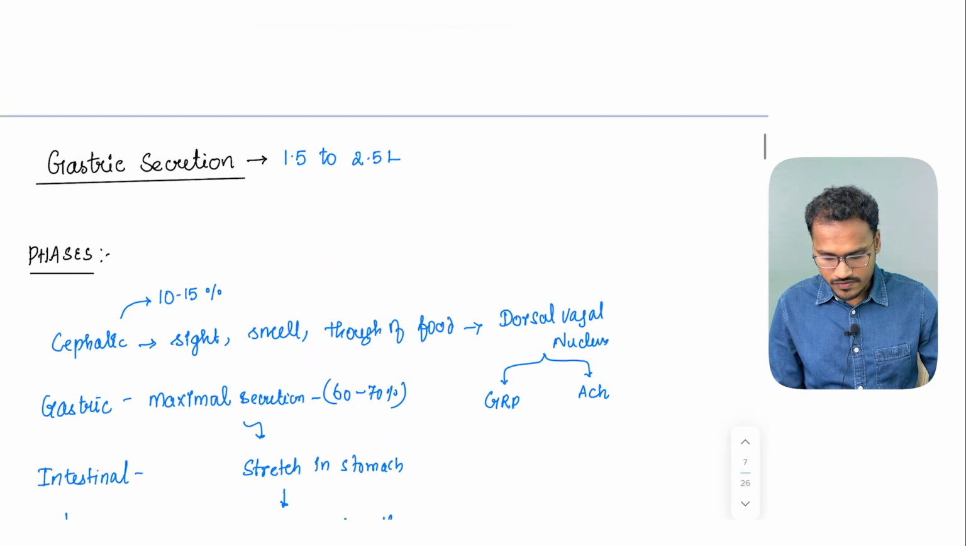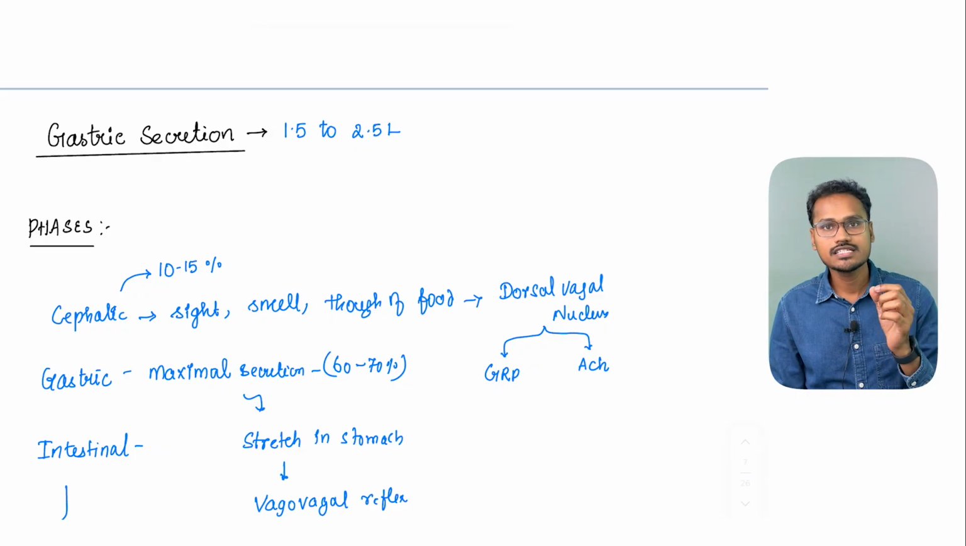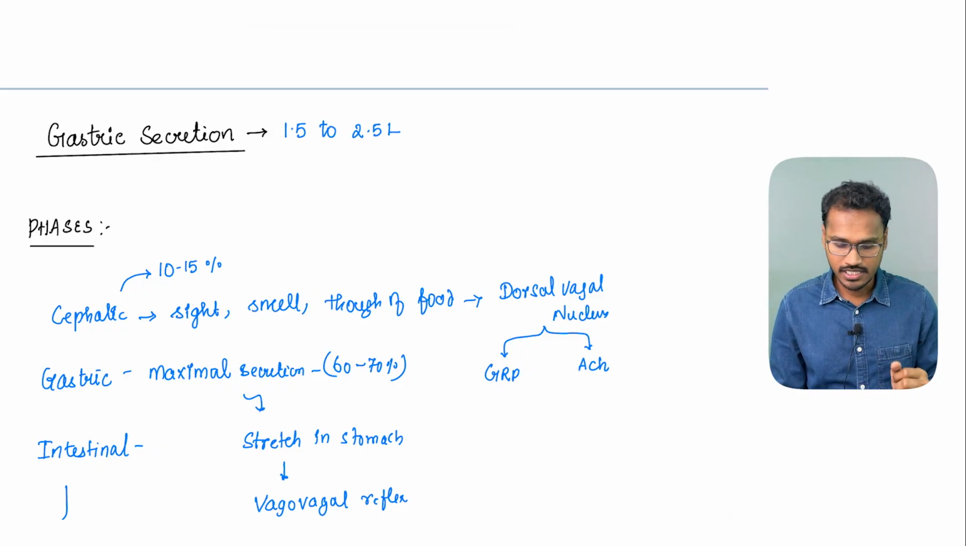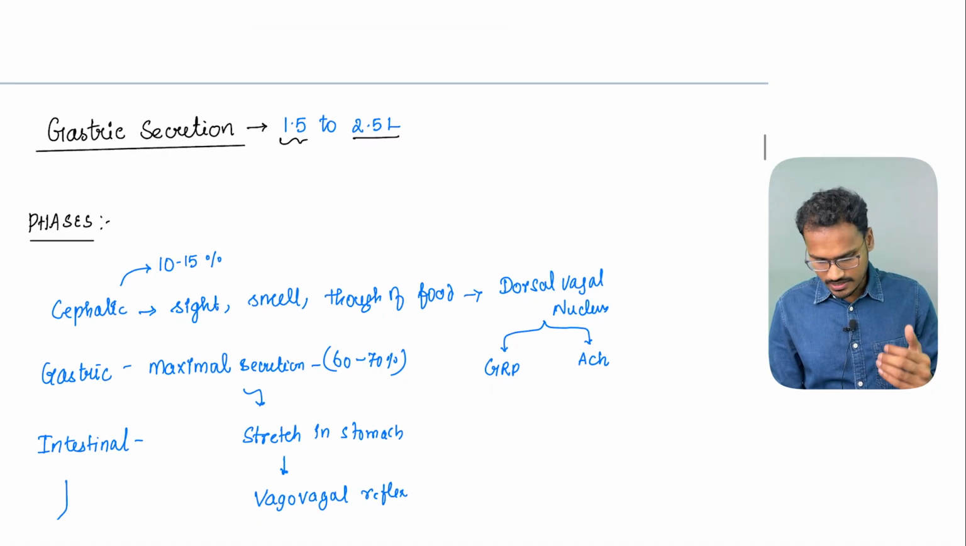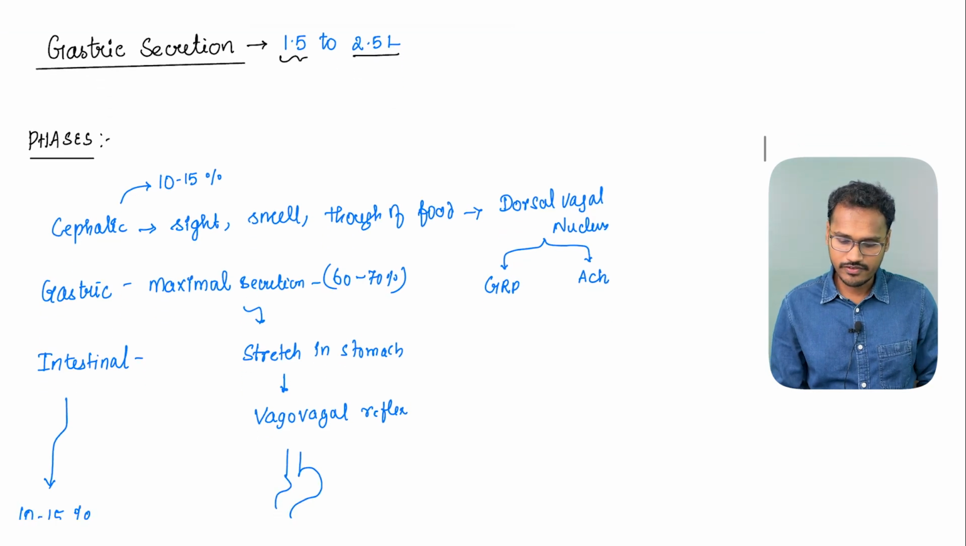The stomach does a lot of secretions, but among that the HCl is the most important. So we'll be discussing in detail the HCl secretion. The gastric secretion is around 1.5 to 2.5 liters per day. And like the phases of the salivary secretion, the gastric secretion also happens in various phases. The first one being the cephalic phase.